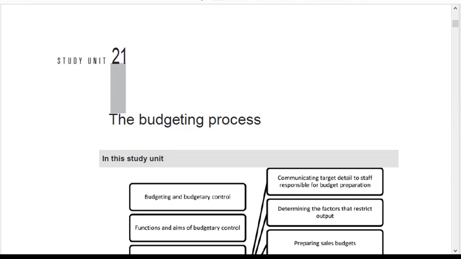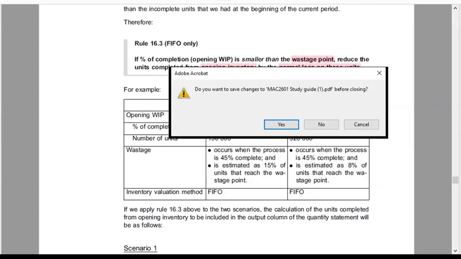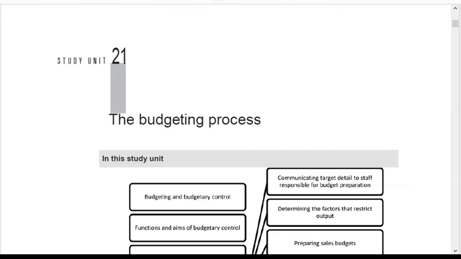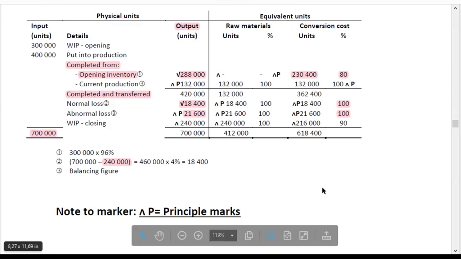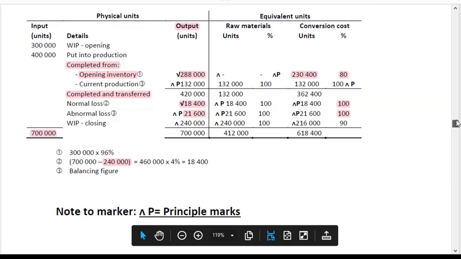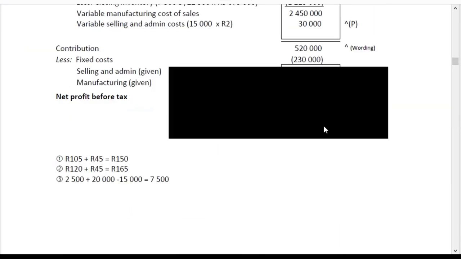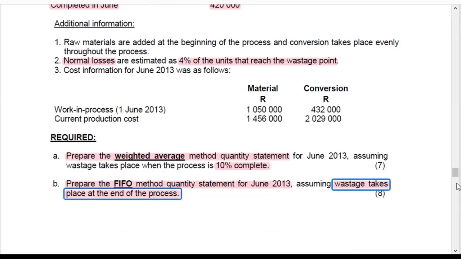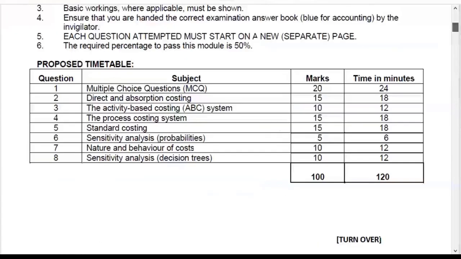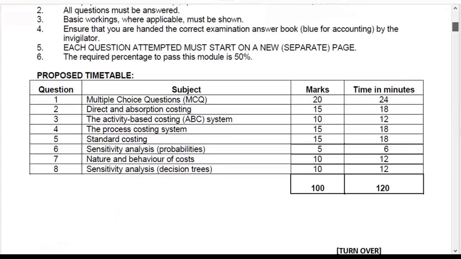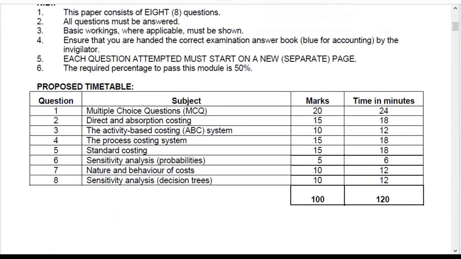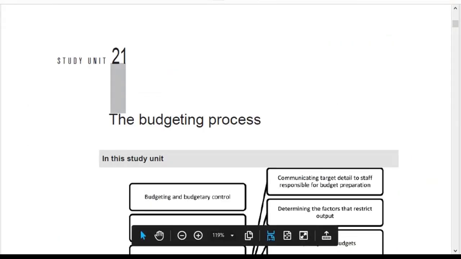Now we're going to talk about budgeting and then introduce standard costing. I'm using the old study unit because that's what I have, but you guys also gave me your unit. I'll also give you guys a screenshot of the solution. I just want to make sure that I've covered everything. Yeah, there's a question for standard costing. You gave me your study unit, but I didn't see budgeting.